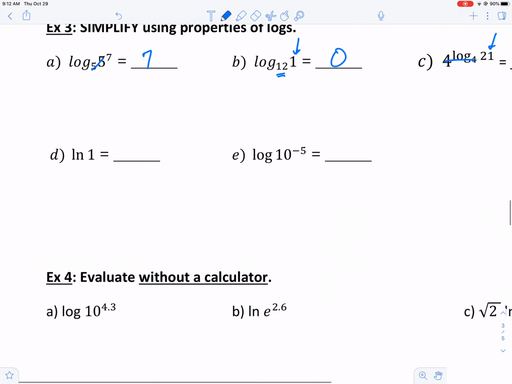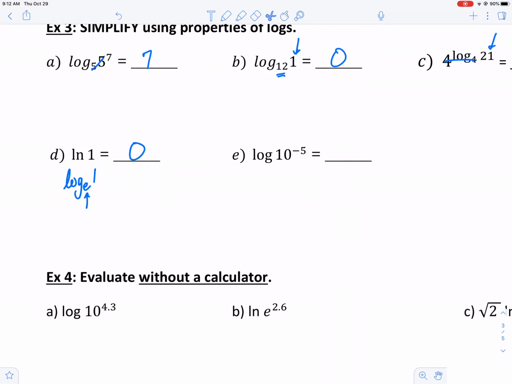Now this one, this is ln. What is that? Remember that's log base e of 1. So remember we said it doesn't matter what the base is, anything where you're taking the log or the natural log of 1 is going to be 0, just like b was up here. It's the same thing. It's just now that's log base e.